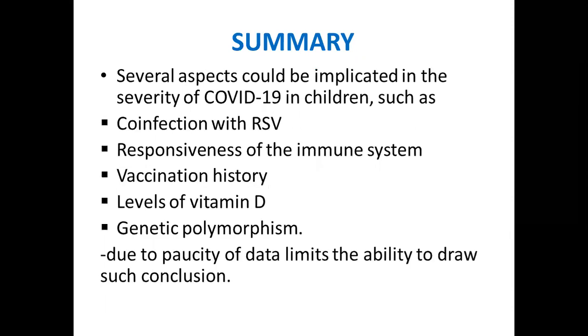Several aspects could be implicated in the severity of COVID-19 in children, such as co-infection with RSV, responsiveness of the immune system, vaccination history, level of vitamin D, and genetic polymorphism. But the present insufficient data limits the ability to draw such conclusions. So it is important to further study the potential risk factors for severe disease in children and to clarify the underlying mechanisms in order to improve the management of children with COVID-19.